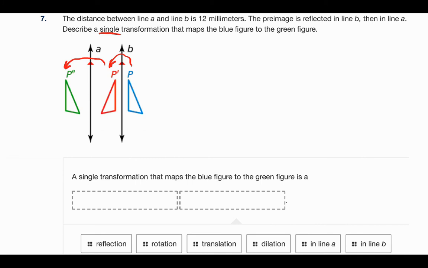So I want you to remember that they said the distance here is 12 millimeters. If you look at P, and we just transferred that, it would be the same as this one here. So it's a single translation.